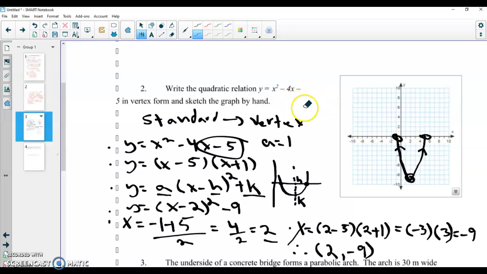In the next chapter, we're actually going to learn a method that allows us to go from standard to vertex directly. But for now, you have to use a variety of different pieces of information in order to do that. So hopefully this video was helpful and you were able to review the different forms of quadratic relations, standard, factored, vertex, and what all the different information can tell you.